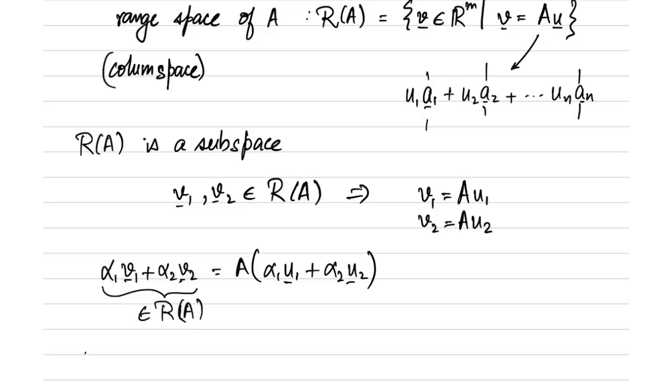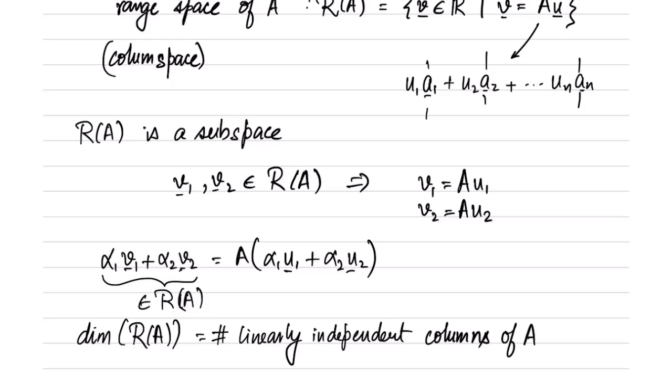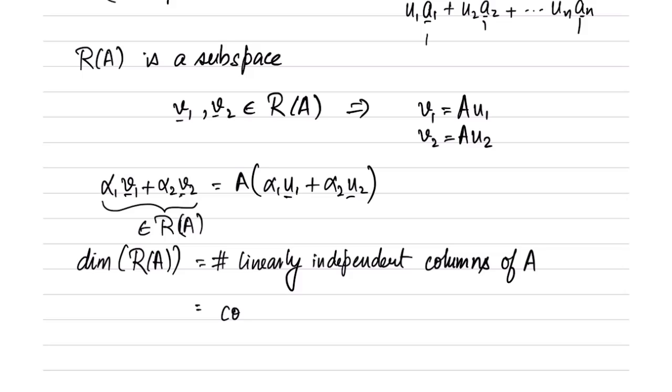The dimension of R of A is basically the number of linearly independent columns of A. So in other words, if you remember that R of A is being expressed in terms of the columns of A, if all of them are linearly independent, then n would be the dimension of R of A. So in general, it is the number of linearly independent columns of A. This is, by the way, also called the column rank of A.